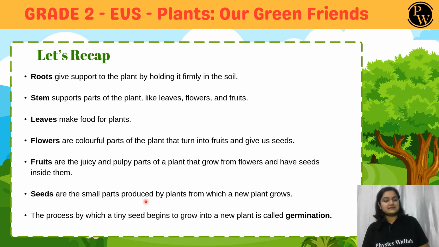Seeds are the small parts produced by plants from which a new plant grows. Remember, we learned how a seed makes a new plant. So seeds are responsible to form a new plant. And this process by which a tiny seed begins to grow into a new plant is called germination. I hope I made it clear for you to know each and every function of the parts of the plant.